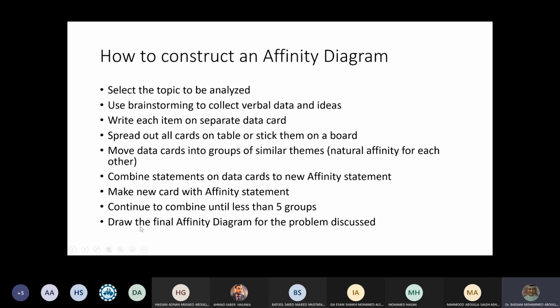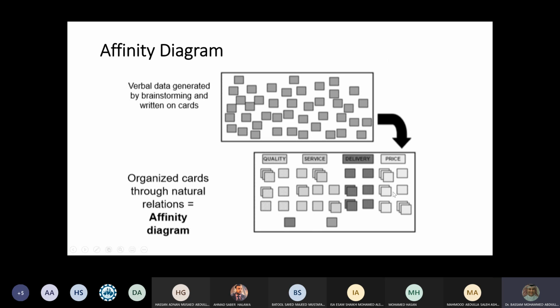And then the next stage is to put solutions. Draw the final affinity diagram for the problem discussed. And here we need to add the solutions. So that is the affinity diagram.